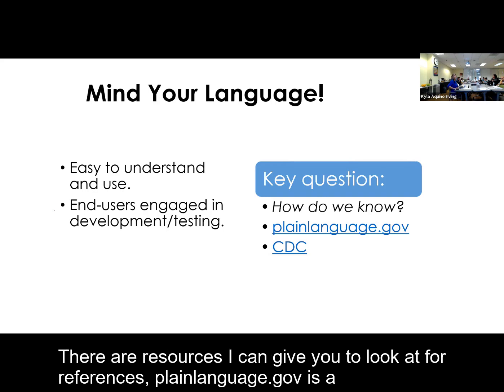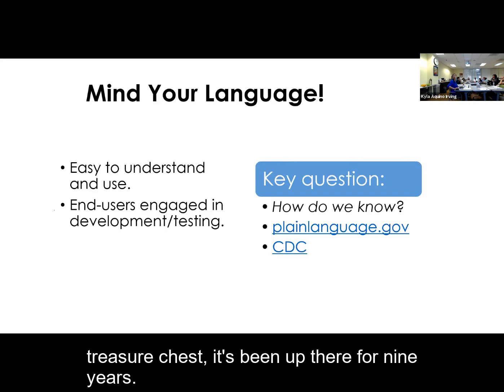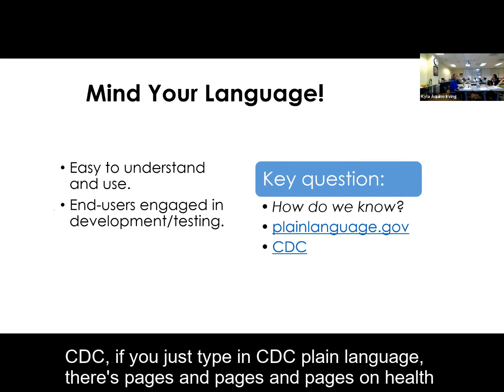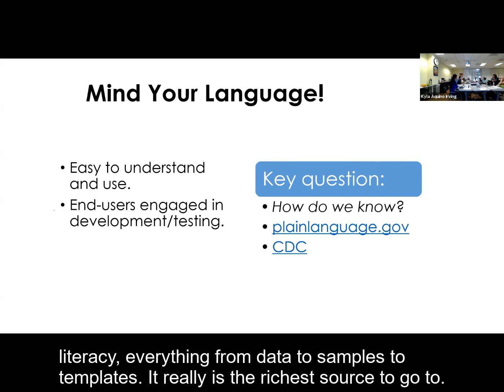There are 3 sources I can give you to look at for references. Plainlanguage.gov is a treasure chest. It's been up there for 9 years. CDC, if you just type in CDC plain language, there's pages and pages and pages on health literacy, everything from data to samples to templates. It really is the richest source to go to.